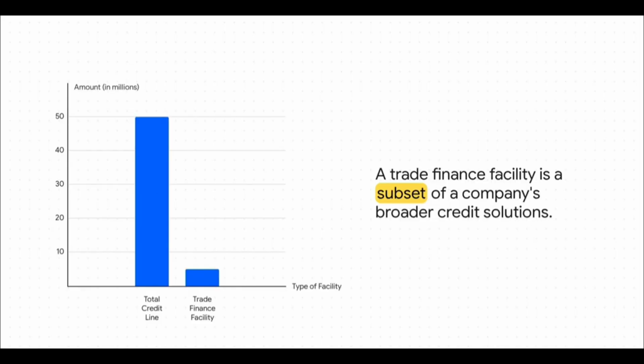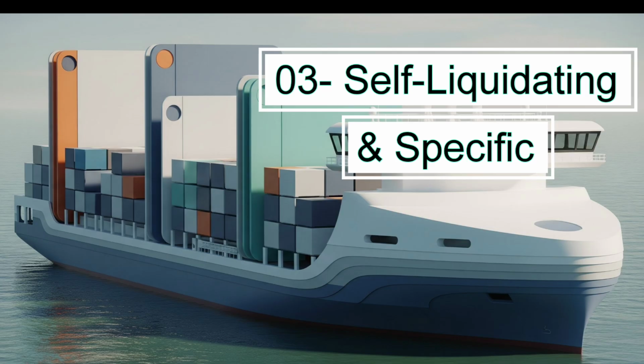So you can see here, a big company might have a total credit line of, say, $50 million for everything they do. But the trade finance facility for one single shipment, that might only be $5 million. It's like using a scalpel, not a sledgehammer. It's a very precise tool for a very specific job.